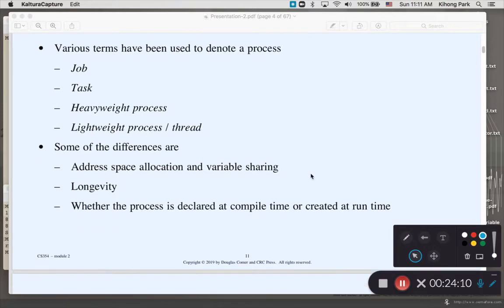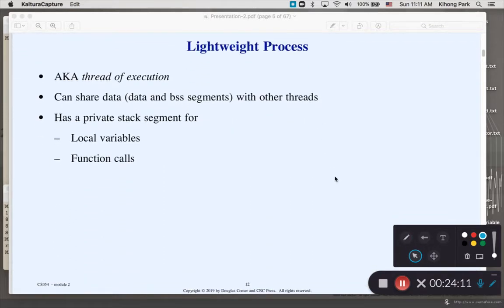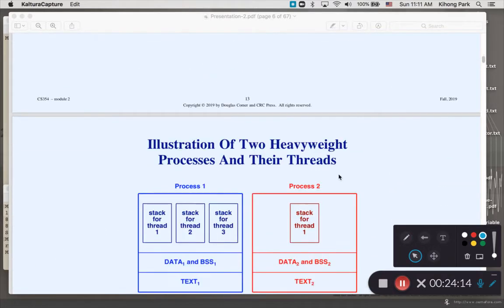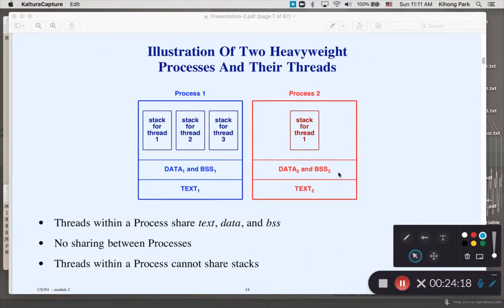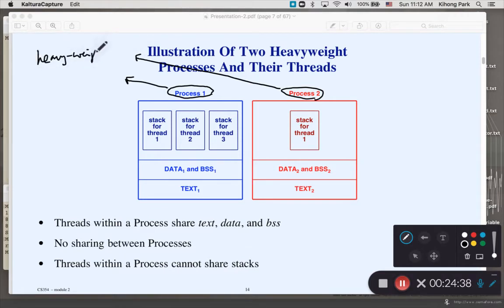So let's see. The best way is to look at this picture and then we go back to the slides. So here are two heavyweight processes. This is a heavyweight process in this cartoon picture, and this is a heavyweight process. Both are depicted as heavyweight processes. There are two of them.